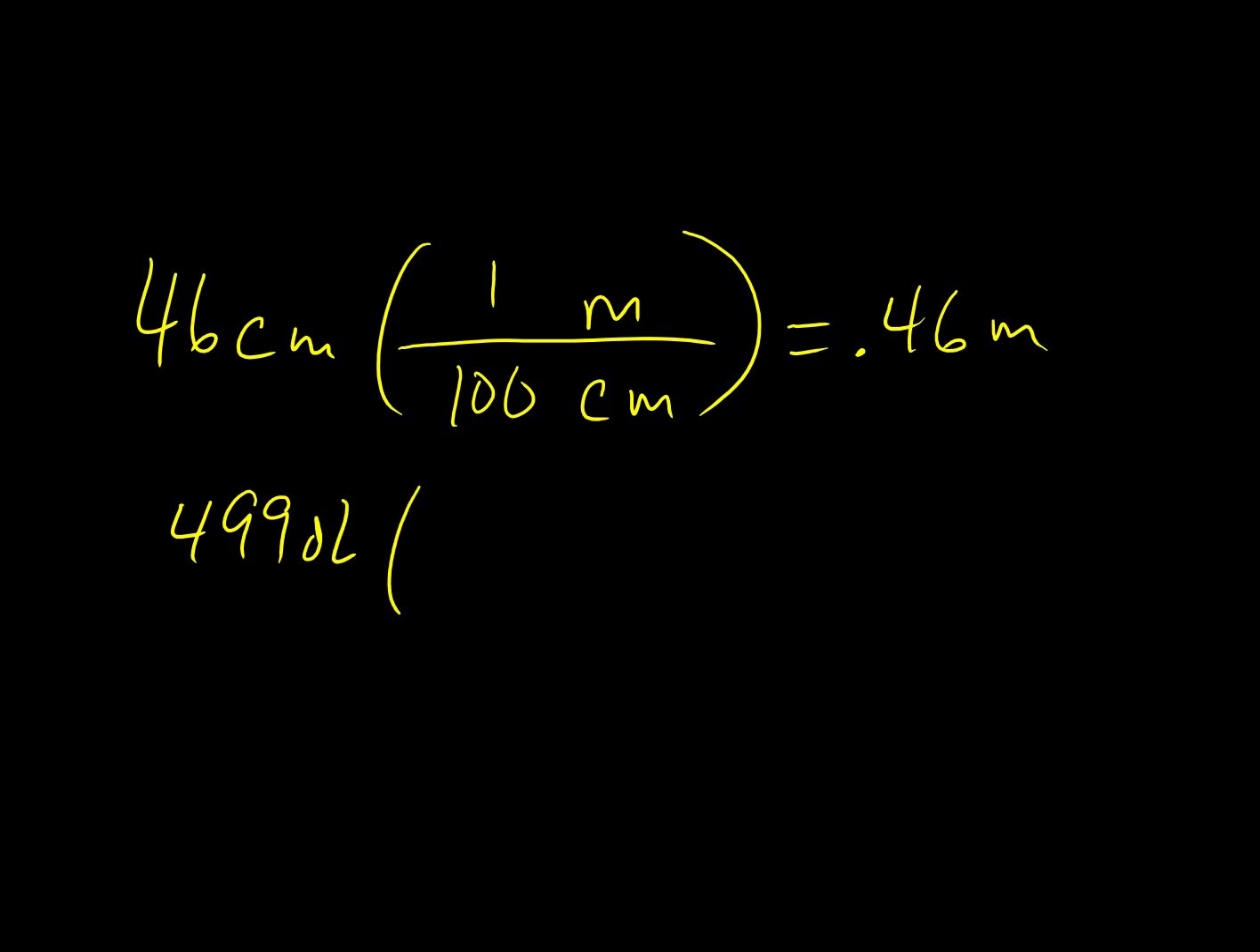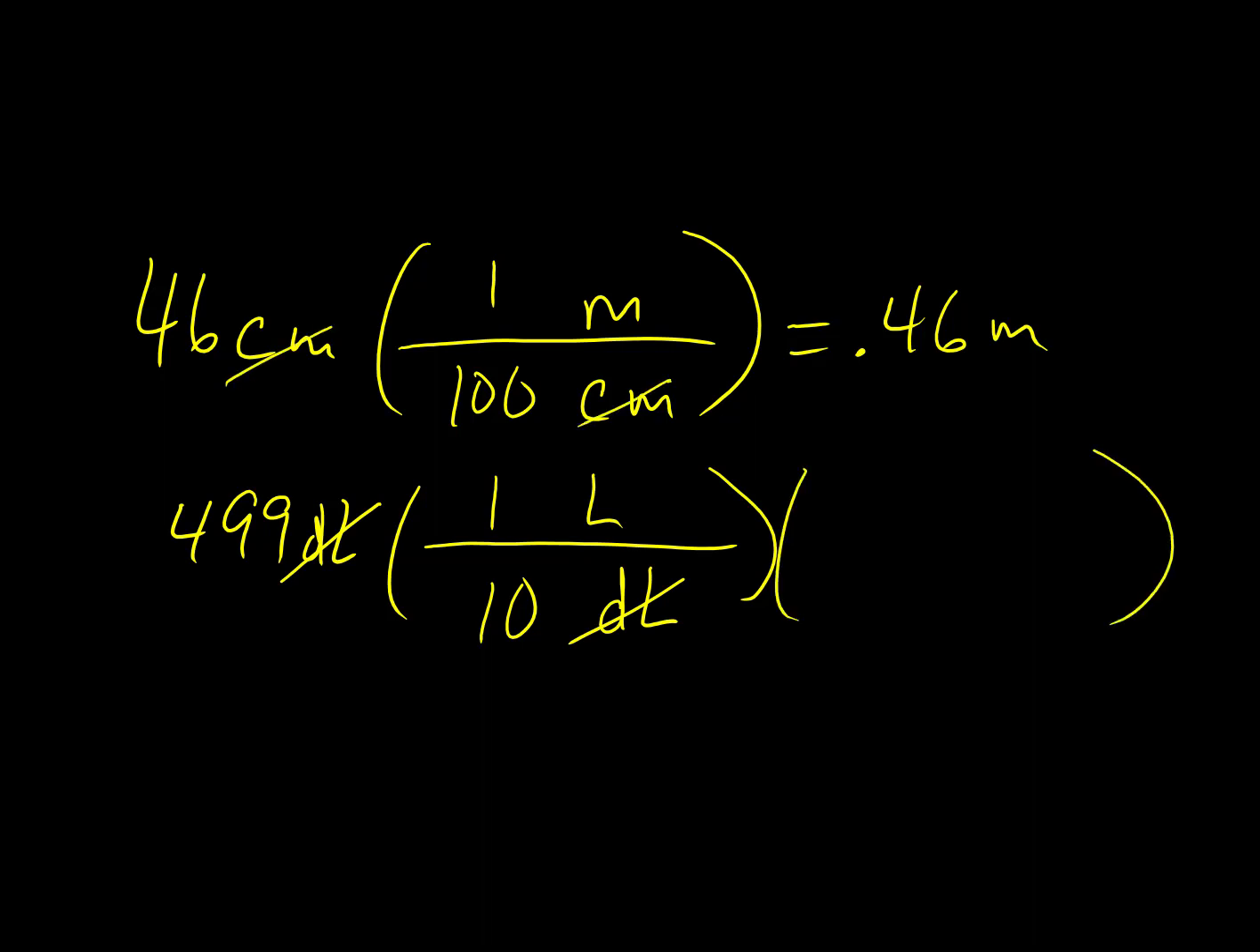deciliters, I want to get rid of deciliters. What can I turn deciliters into? Liters. Because 1 liter is 10 deciliters. And deciliters cancel out. Now, what unit do I want to get rid of? Liters. Where does it have to go? At the bottom. That'll make it cancel out.